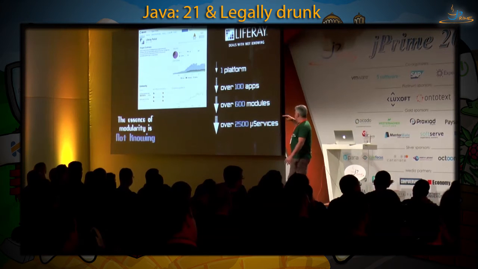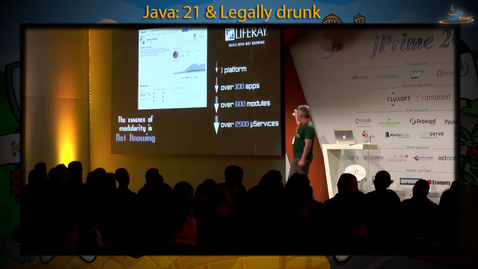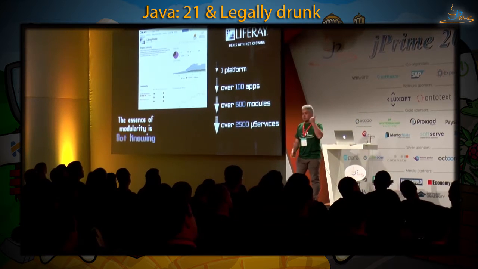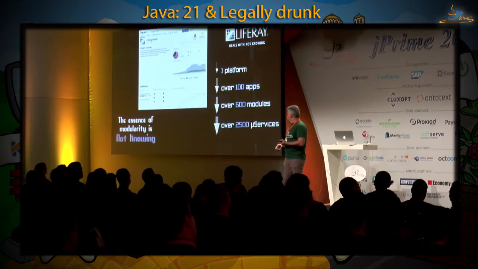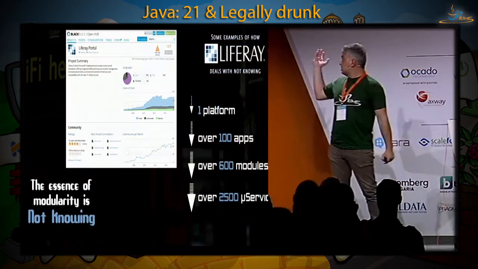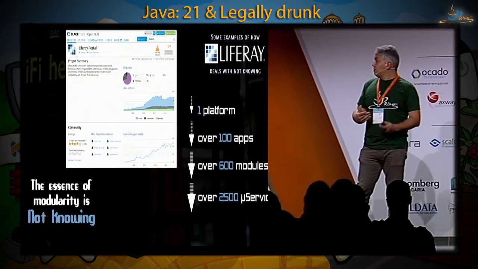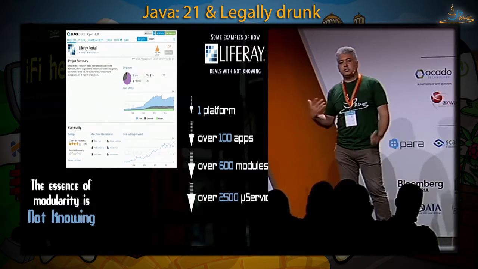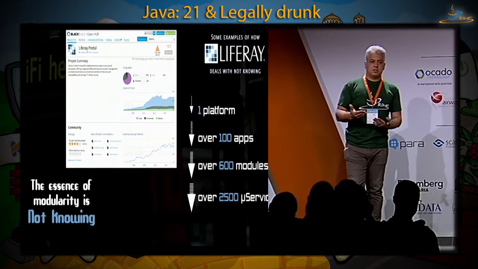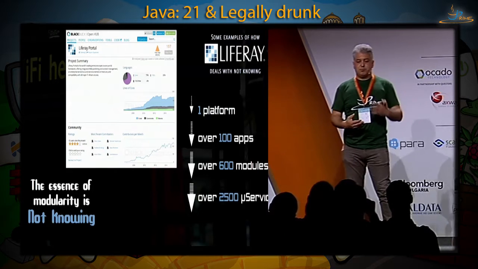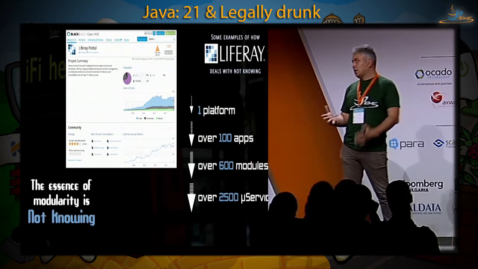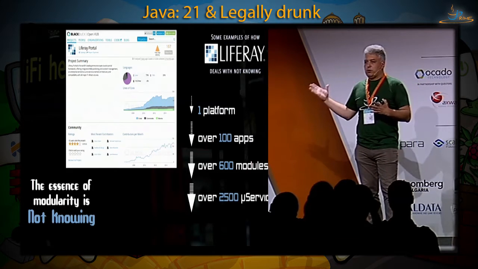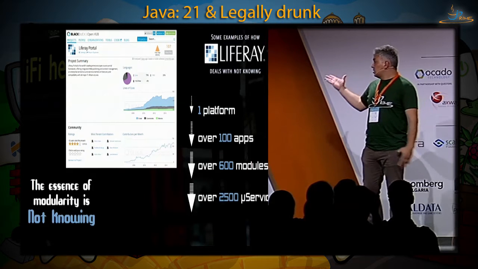And so we right now have over 100 apps, 600 modules, 25,000 microservices, and those numbers are growing every day. The reason I'm telling you this is not to make you use Liferay, but to give you an example of a product that is using this in real life, that has been used in production for a very long time, and so this works. So this is where you need modularity, and this is what we chose to do.